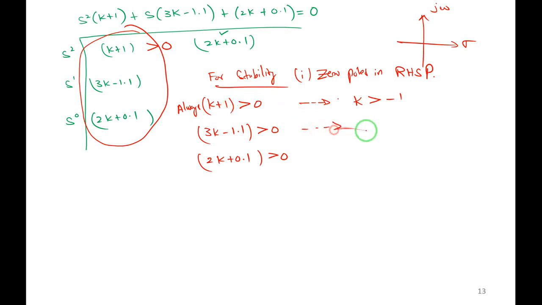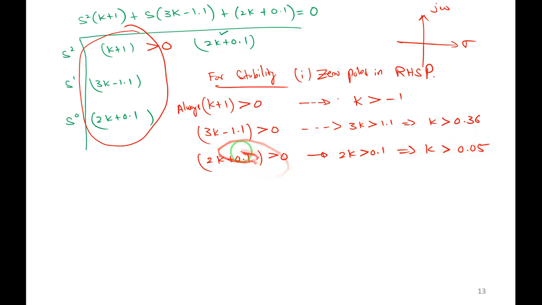From this, 3k should be greater than 1.1, which implies k should be greater than 1.1 divided by 3, which is 0.36. Next, from this, 2k should be greater than 0.1, which implies k should be greater than 0.1 divided by 2, so 0.05.